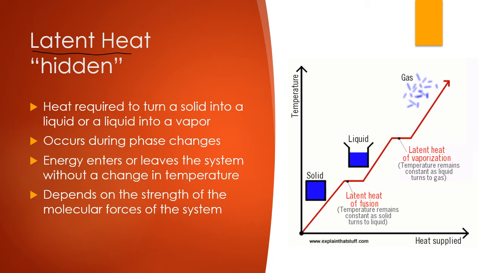So latent heat, by definition, is the heat required to turn a solid into a liquid or a liquid into a vapor, and it occurs only during phase changes. So from solid to liquid or liquid to gas. That's heat going into the system that's going in towards breaking those cohesive bonds, that's going in towards making the phase change happen. So it's the energy that's entering or leaving the system without actually changing the temperature. And this amount of energy it takes is going to depend upon the strength of the molecular forces of that system.